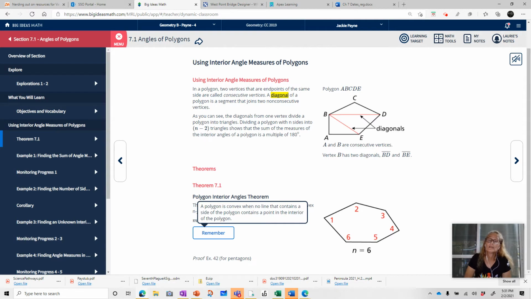Remember, a polygon is convex when no line that contains a side of the polygon contains a point in the interior of the polygon. I always think of it as it's going outward. Okay, there's no place where it goes inward on itself. So that would be concave. So if you want to see more of a proof of this, example 42 for pentagons is in your book. We're just going to keep going with vocabulary and concepts.